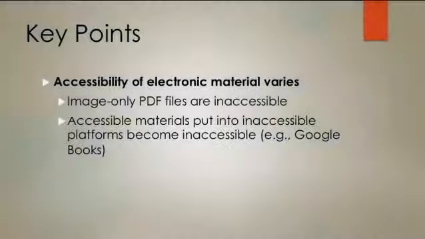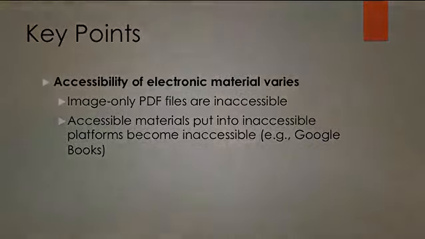But just because it's electronic doesn't mean that it's accessible. So we learned the accessibility of electronic materials varies. For example, image-only PDF files are inaccessible for assistive technology. We'll go over how to recognize and address inaccessible PDF files in a later video. Also, even when materials are originally accessible, putting them in an inaccessible platform makes them inaccessible. So when using a platform to share your content, like Google Books, look into the accessibility of the service before implementing it in your course.